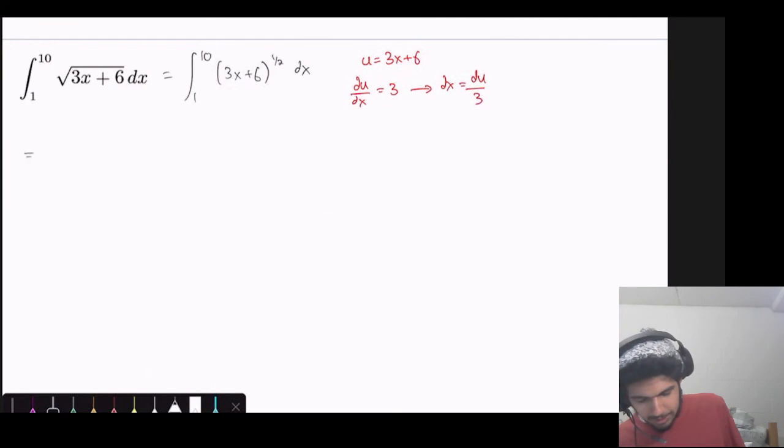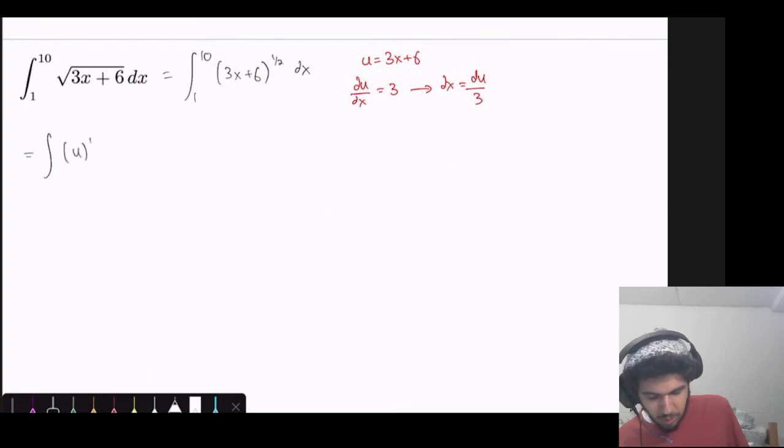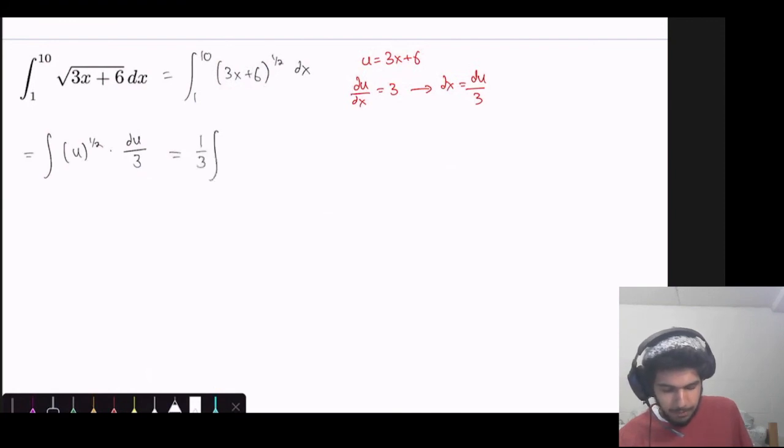Okay, let's go back to our integral. I'm going to leave off the limits for now because it's going to be mixed. So we get u to the 1/2 power, dx is equal to du over 3. So in this case, it happens to all be in terms of u. There aren't any x's, but let's just simplify this. So this will be 1/3, I'll pull out here, u to the 1/2 du.